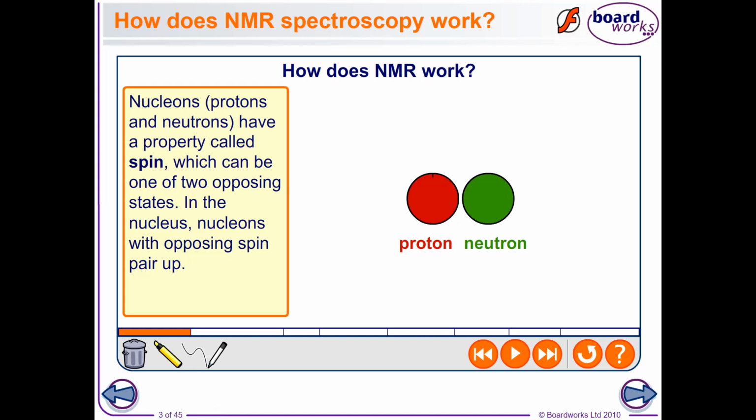And as you will see in the box on the left, it says, if you have a proton and a neutron together, then basically one will spin up, the other one will spin down, and they pair up, just like electrons do when they're in the same orbital.